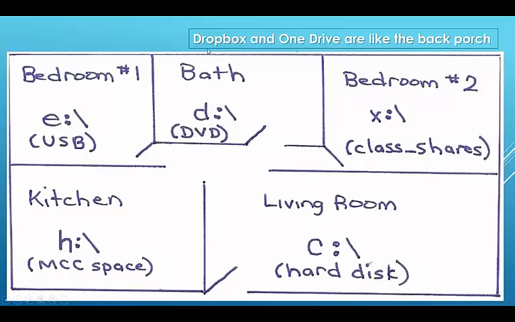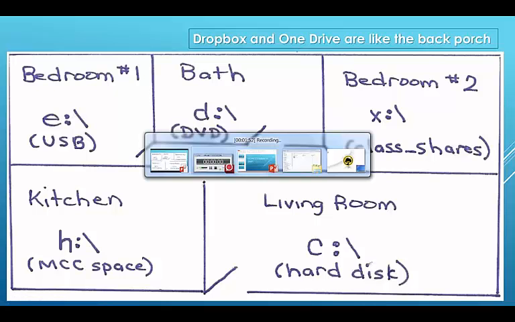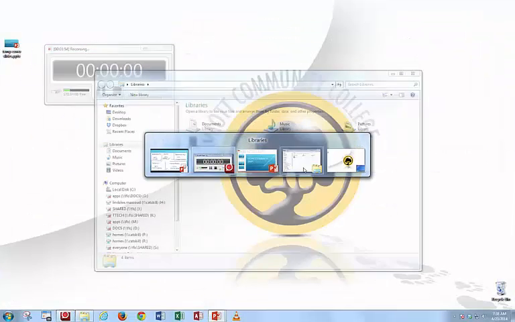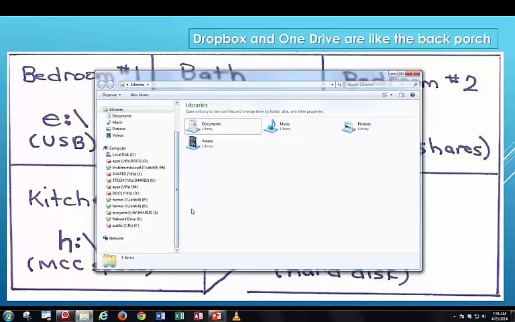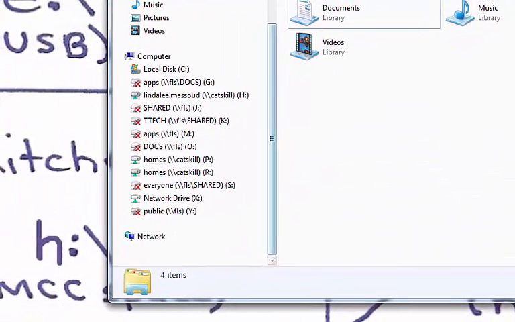And then nowadays, cloud storage is becoming common. If we say that's like the back porch, Dropbox and Microsoft's OneDrive are two common locations. There are other places online as well. So there are lots of places where you can store files, and part of the trick is to know where to store them. I wanted to show you these drives that we have here at the college.